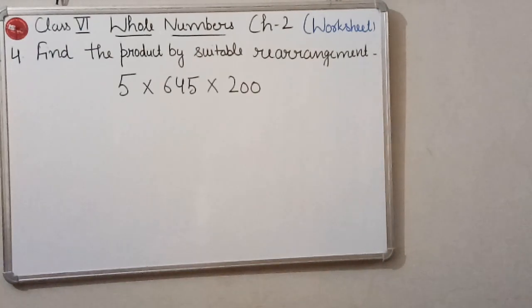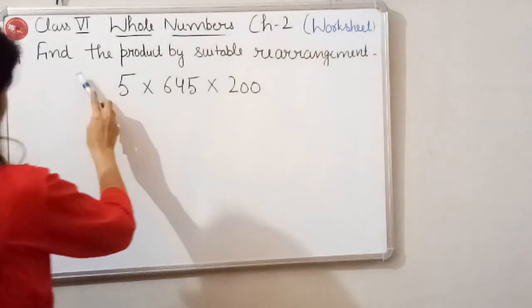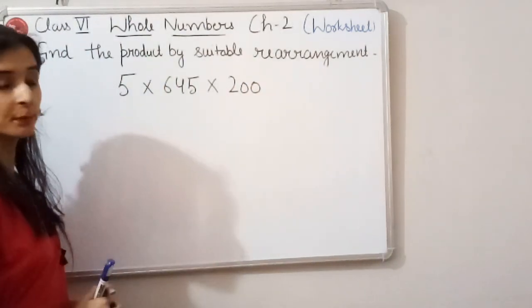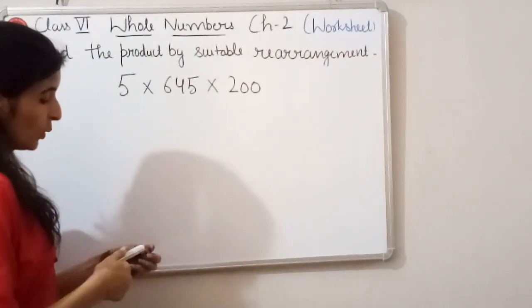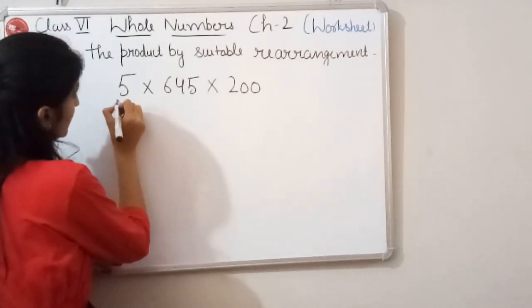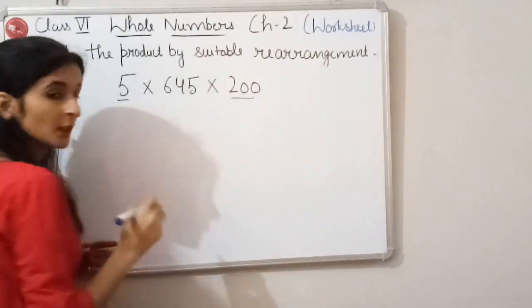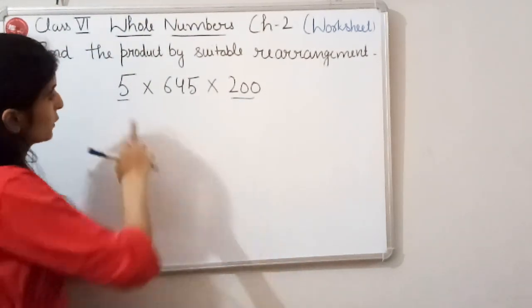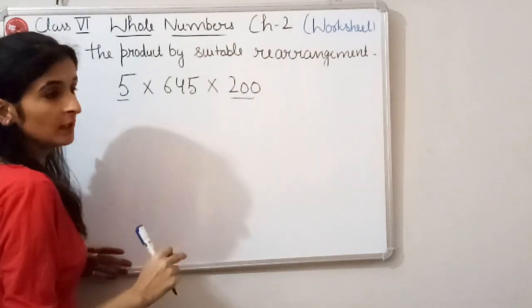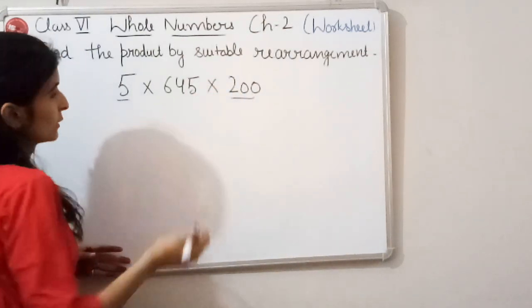Next question is question number 4. Find the product by suitable rearrangement. Again we have to form the group here. So children, it is clear from here. If we multiply this and this, we are going to get more and more zeros because 5 2s are 10 and already 2 zeros are there. So we are going to get 3 zeros.